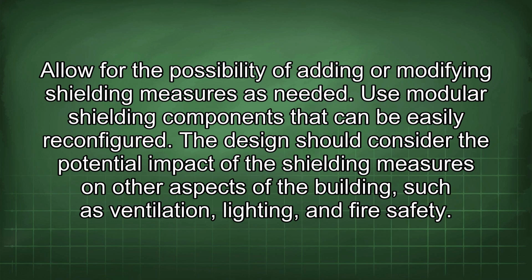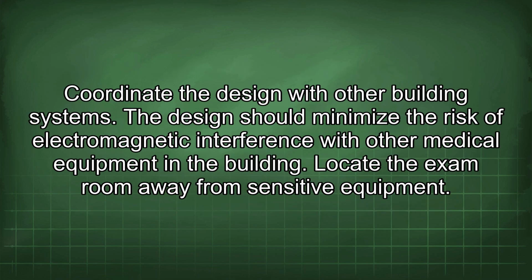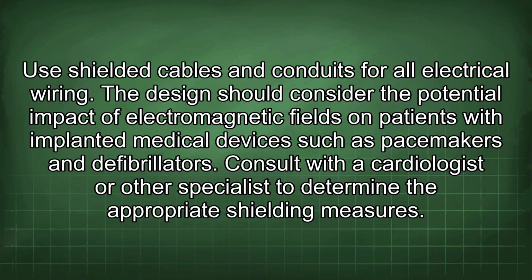The design should consider the potential impact of the shielding measures on other aspects of the building, such as ventilation, lighting, and fire safety. Coordinate the design with other building systems. The design should minimize the risk of electromagnetic interference with other medical equipment in the building. Locate the exam room away from sensitive equipment. Use shielded cables and conduits for all electrical wiring.